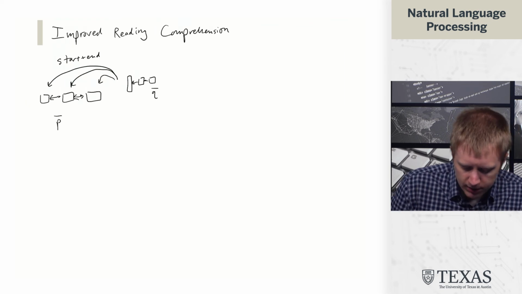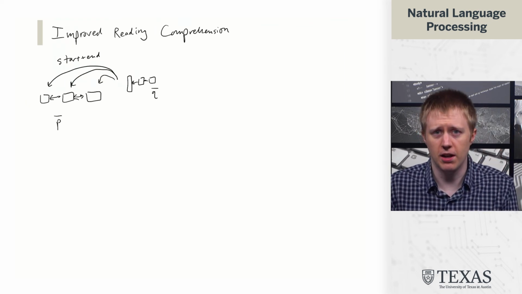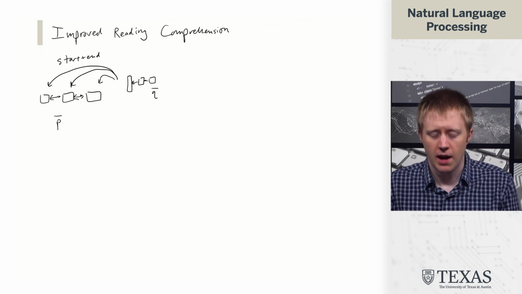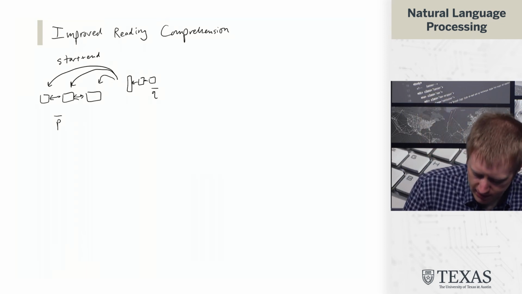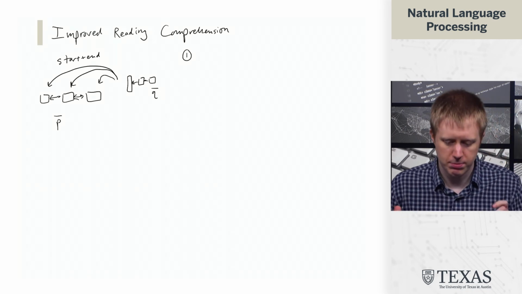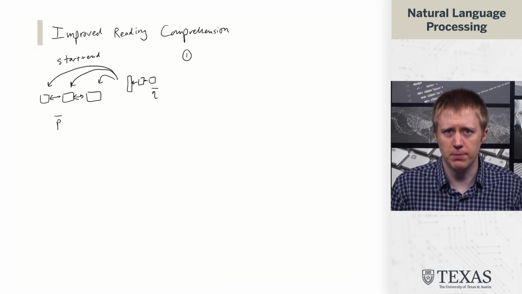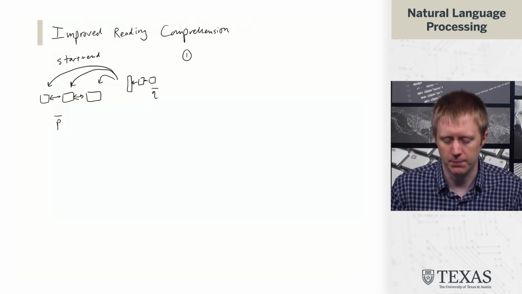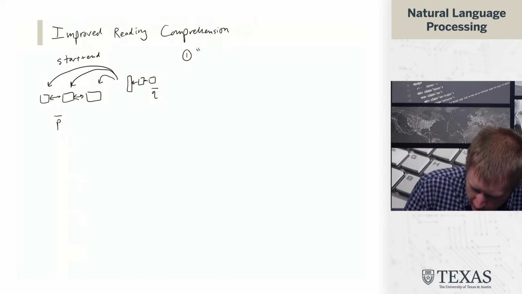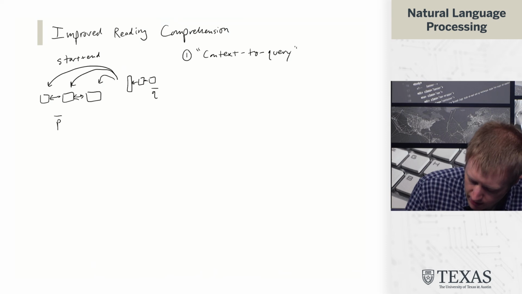So I mentioned before that this model does not actually work very well, and there's a couple of improvements that we're going to make. These improvements are going to basically up the complexity of the model a bit and enable it to capture a little bit more detailed interaction between these two pieces in order to model the problem in a better way. So the first bit is what we call context to query attention.